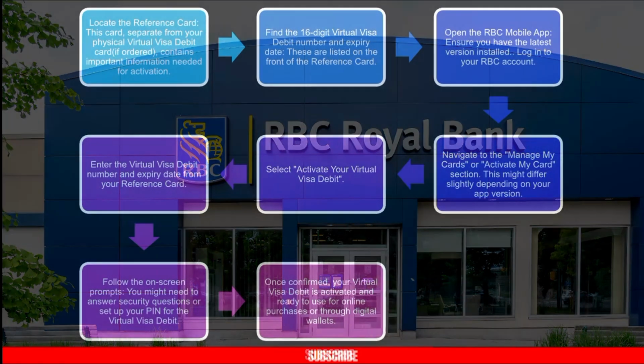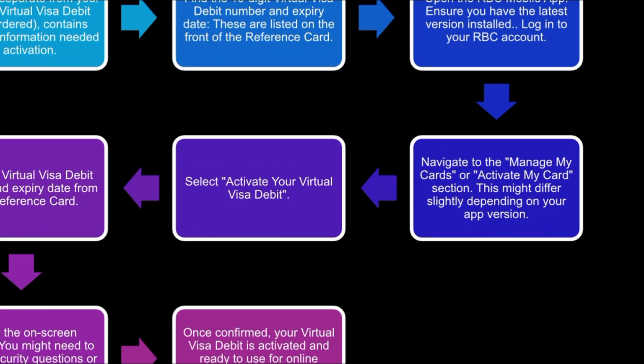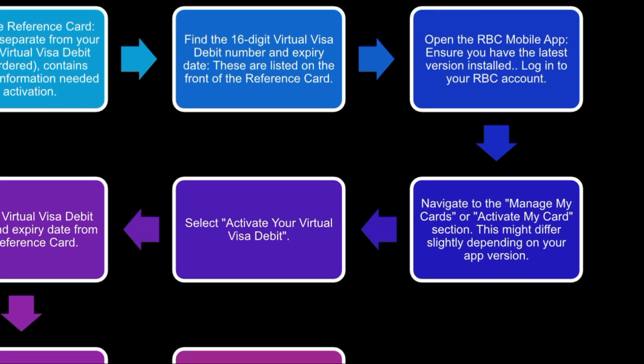In step number 1, locate the reference card. This card, separate from your physical virtual Visa Debit card, contains important information needed for activation. Find the 16-digit virtual Visa Debit number and expiry date. These are listed on the front of the reference card.